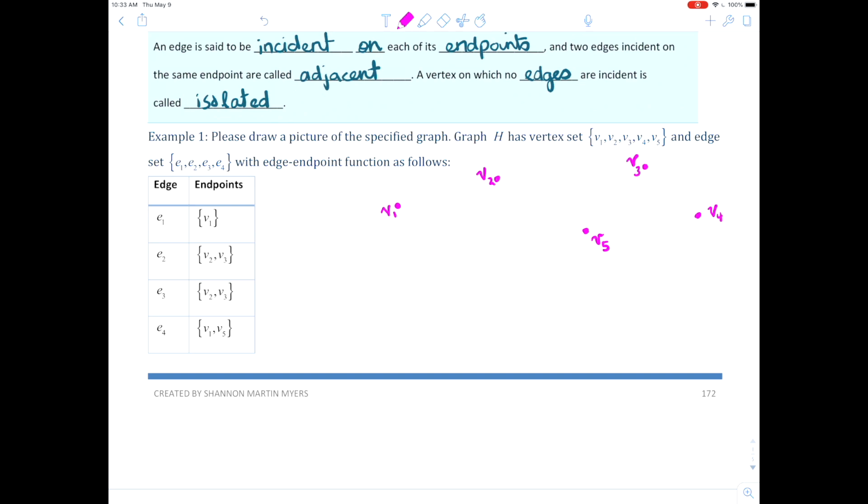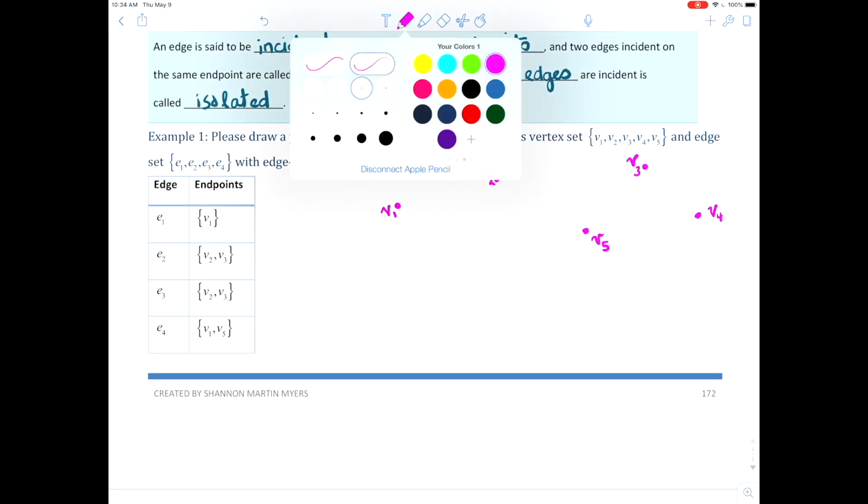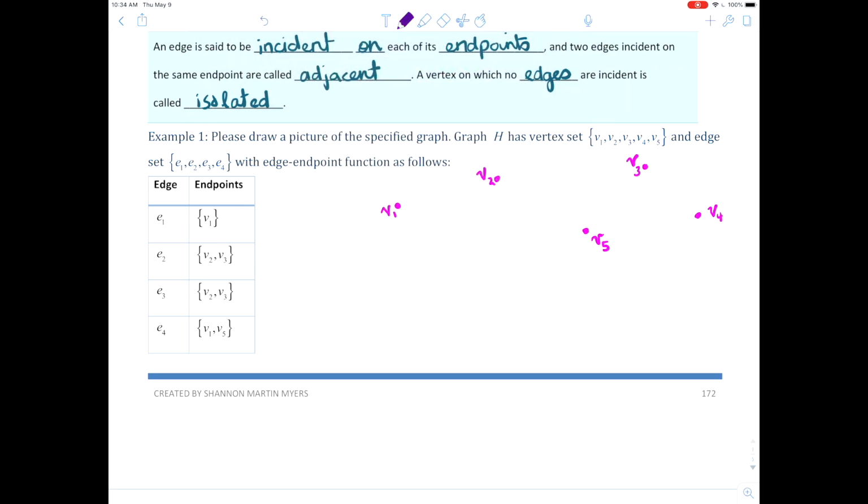And now let's take a look. Here, the edge E1 just has one endpoint. That means that V1 is going to be adjacent to itself, right? And E1 is incident on V1. So we need to draw a loop for that one. We'll do our loop in purple, I guess, and it'll look something like this. Cool so far? All right.